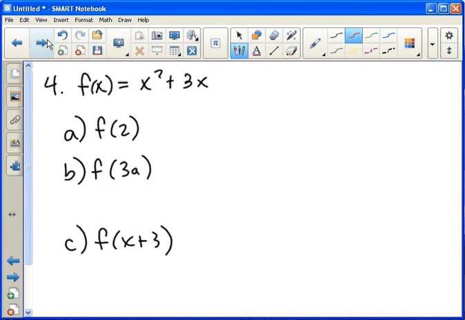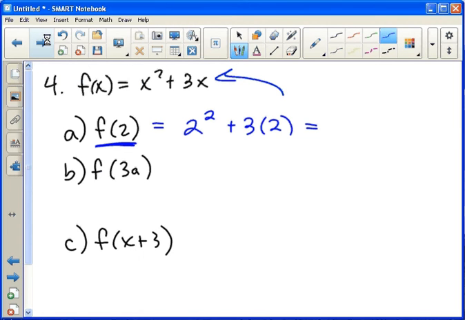Okay, number 4, we are plugging things in for x. That's what this means when you see this format right here. You plug 2 in for x. So I just replace the x with 2 using this equation up here. 2 squared is 4, plus 3 times 2 is 6. Your answer is 10.